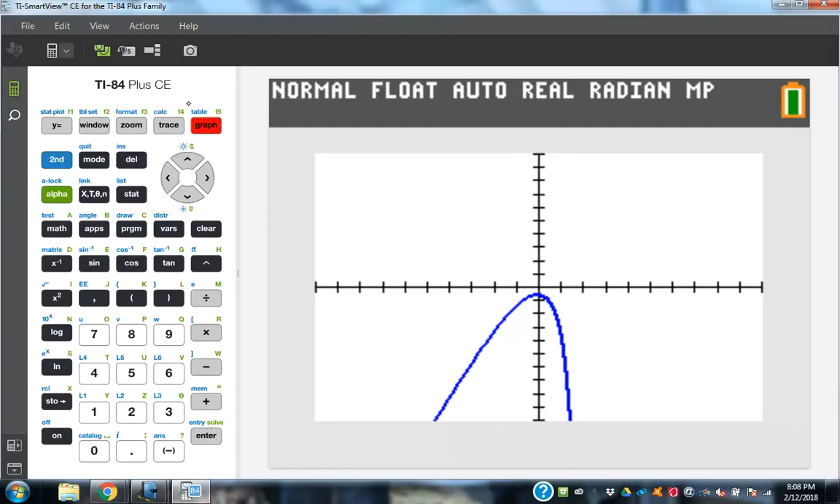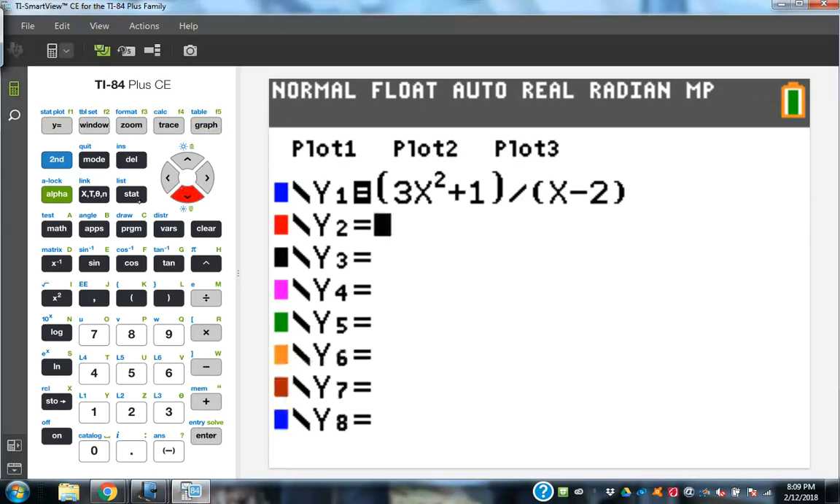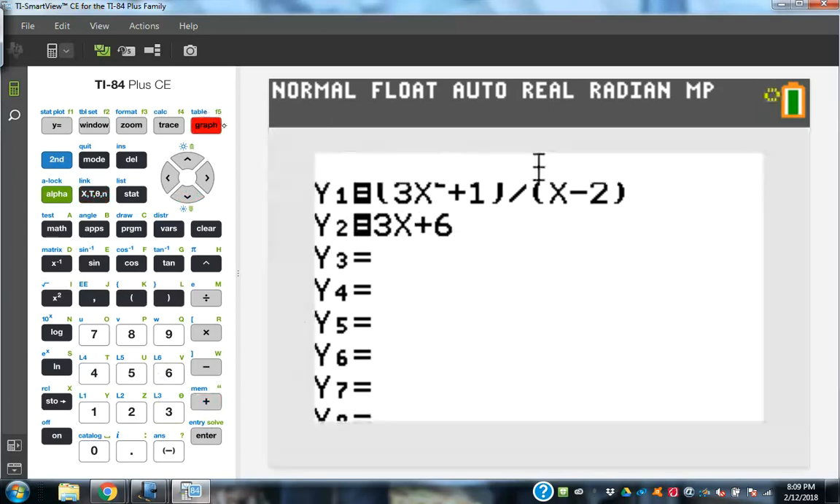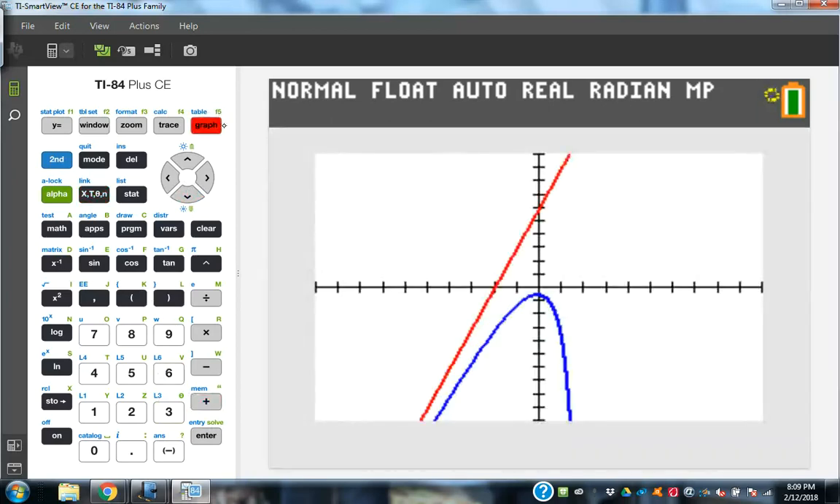That I can't do it on, but let's graph that oblique that we did. I'm going to go to y equals, and I'm going to go to y2. I'm going to type in 3x plus 6 because that's the one we found. Look at how that graph goes up there. If I zoomed out here, just so you can see it a little bit better.